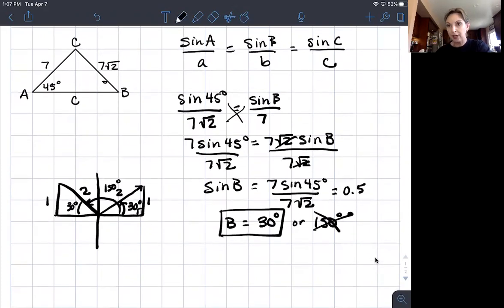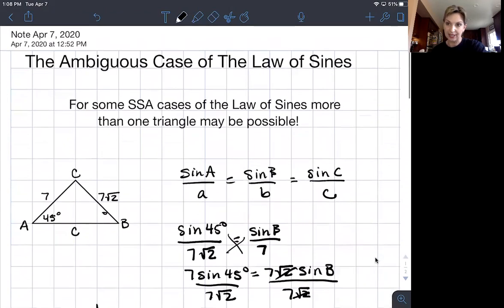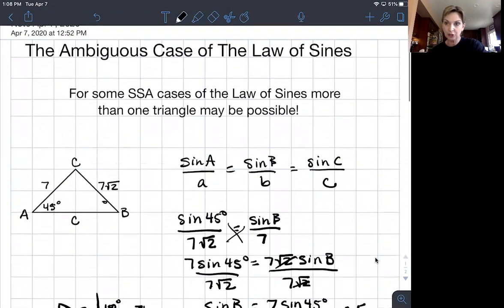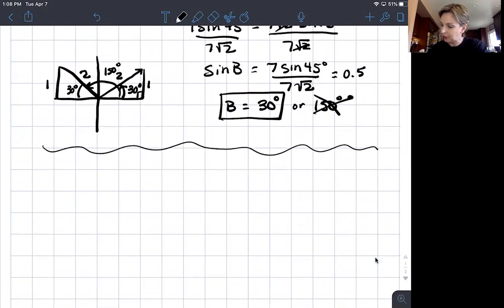Okay, now that you know that, I can proceed with solving for the rest of my triangle. I can calculate angle C. And once I have angle C, I can solve for side C. What happens though if I can't eliminate one of the two choices? What happens if they both work? Well, that's the situation when we have an ambiguous case, where there's not just one triangle. It turns out that there's two.